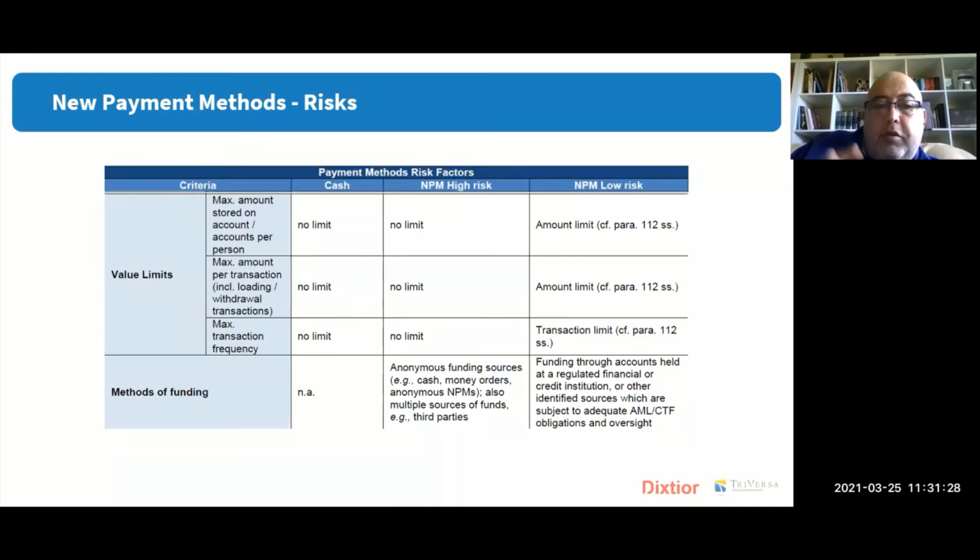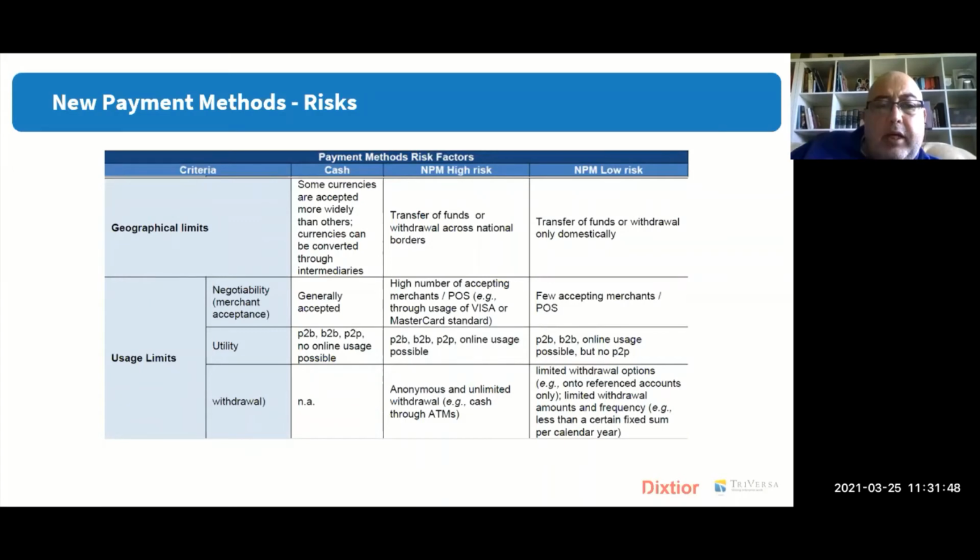Also, the funding. The funding in cash is not available, of course, but in high risk new payment methods there are anonymous funding sources where you can move money from one side to the other, and sometimes you don't know where the money is coming from. You can change the slide, please.